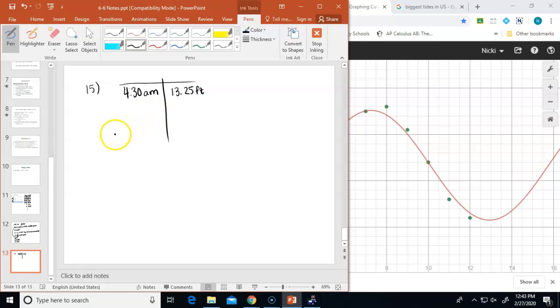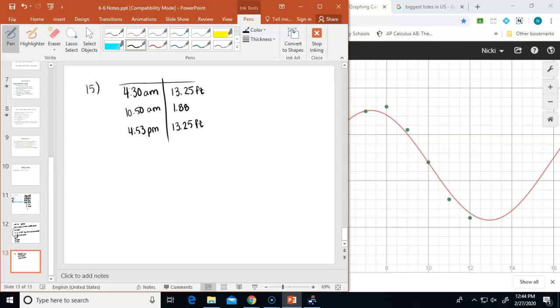And then at 10:50 a.m. you get 1.88, and then at 4:53 p.m. it says second high tide, so we're going to assume the same height of the tide, 13.25. I tried this one in Desmos. It would not work.